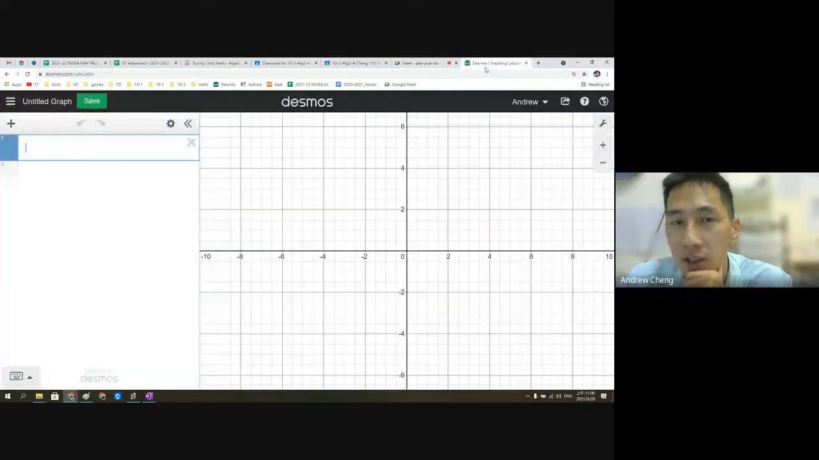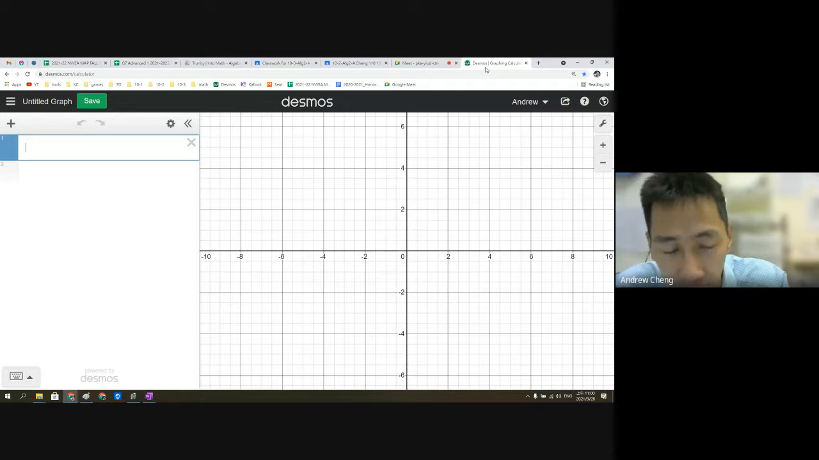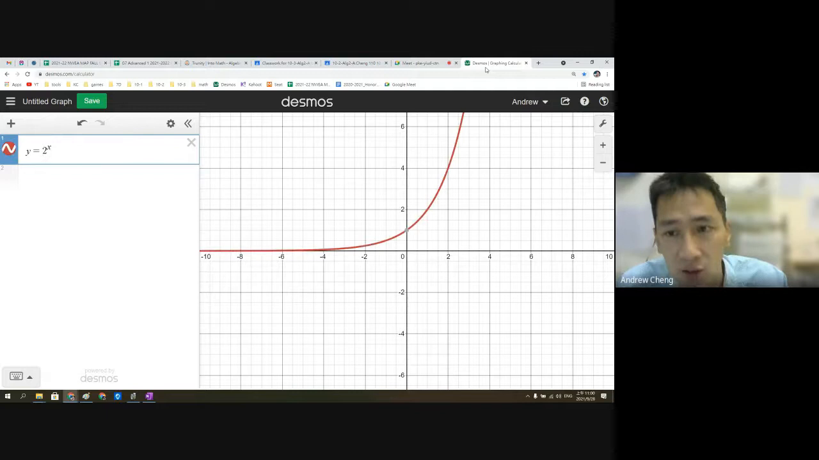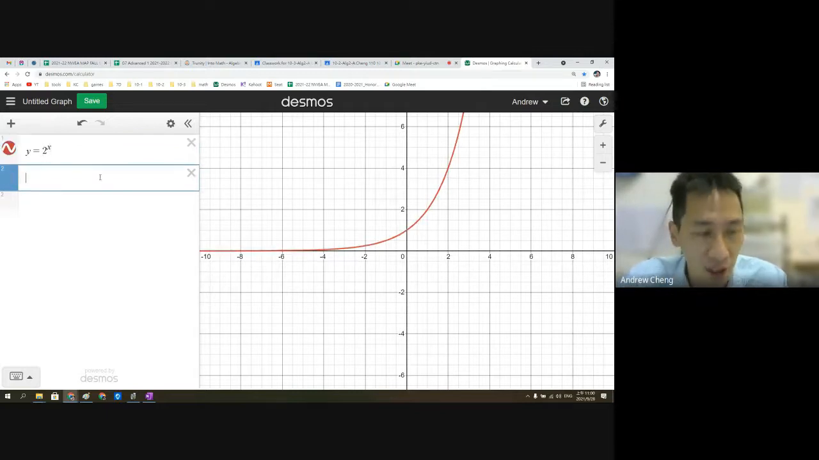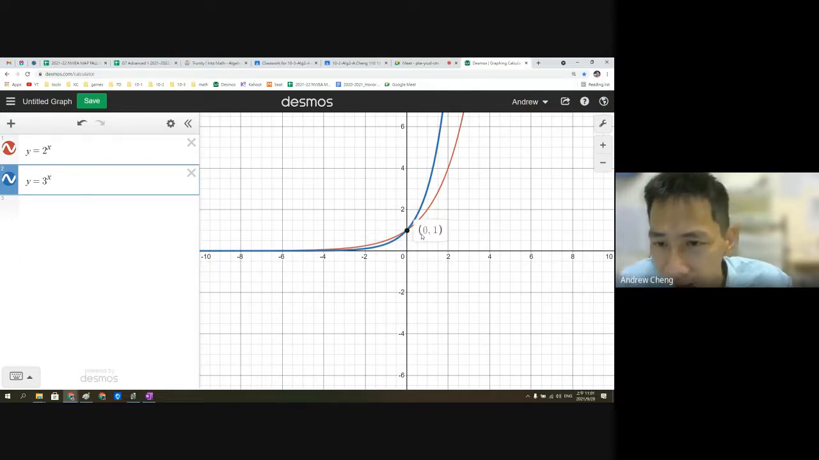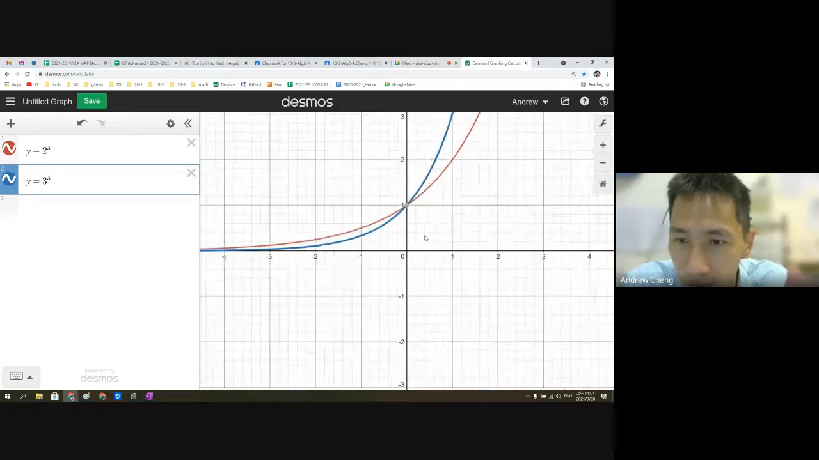Okay, so this video is for the graph of exponential functions. For exponential functions, y equals a base, say 2, to the power x. It looks like this. If I change the base to 3, y equals 3 to the power x, you see the slope changed a little bit, but it will still go through a point called (0, 1).